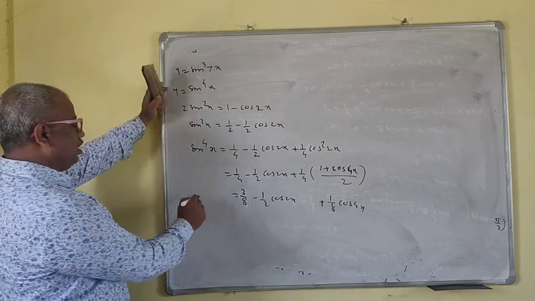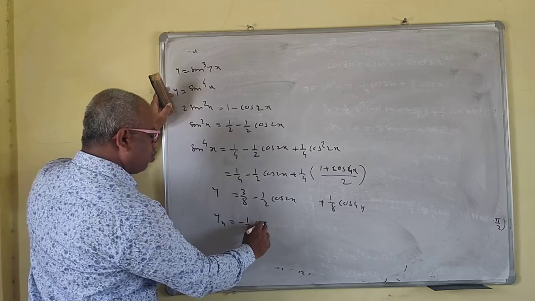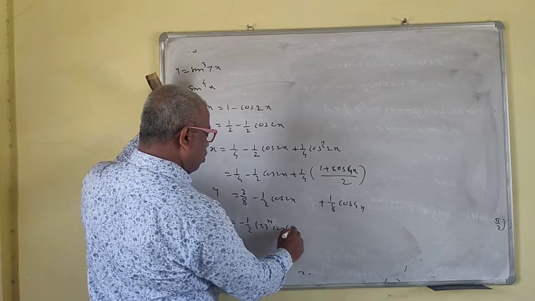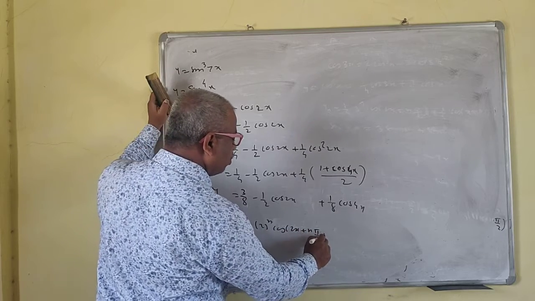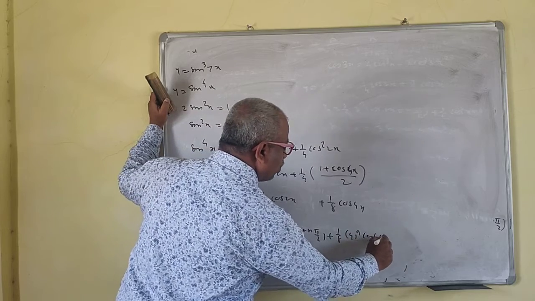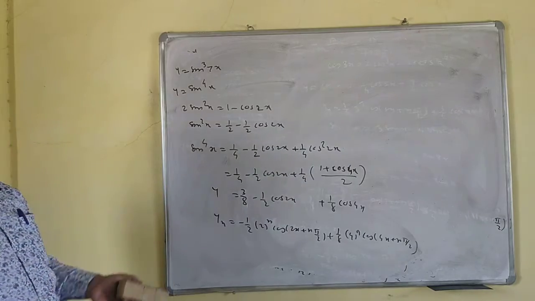And now you just have to differentiate this. This is your y. Yn is equal to minus 1 half 2 raised to n cos of twice x plus n pi by 2 plus 1 by 8 4 raised to n cos of 4x plus n pi by 2. In this way you can write this.